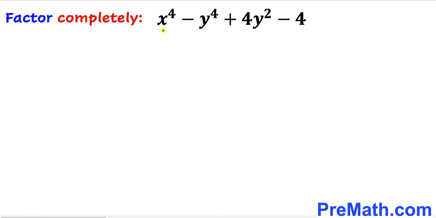And here's our expression: x^4 minus y^4 plus 4y^2 minus 4. And once again, we are going to find the factors completely.